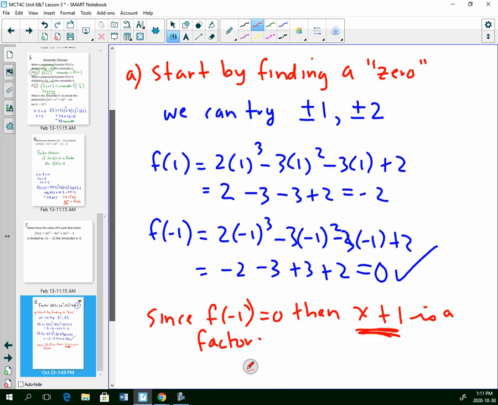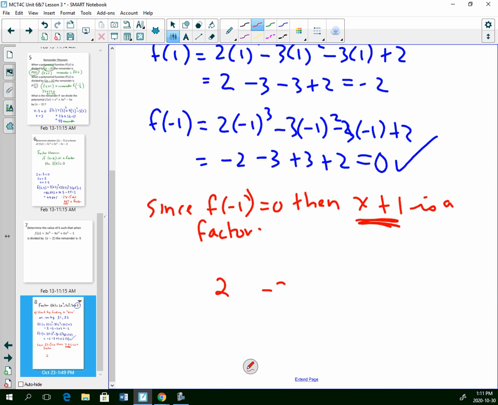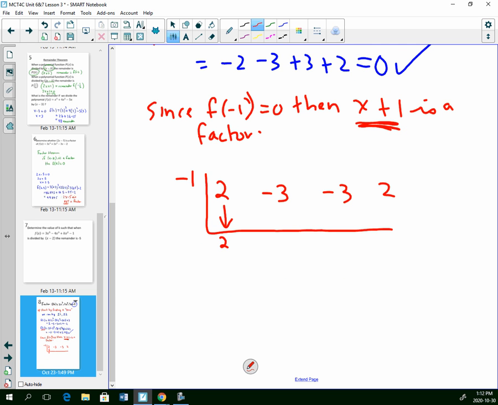So I'm going to write out the coefficients. So 2, negative 3, 2. I'm going to bring down the 2, and we're going to divide by the root. So negative 1, right? We're dividing by this, not the factor. So we multiply. Negative 1 times 2 is negative 2. We add. Negative 1 times negative 1 is positive 5. We add. Negative 1 times 2 is negative 2. We add, and we should get a remainder of 0.